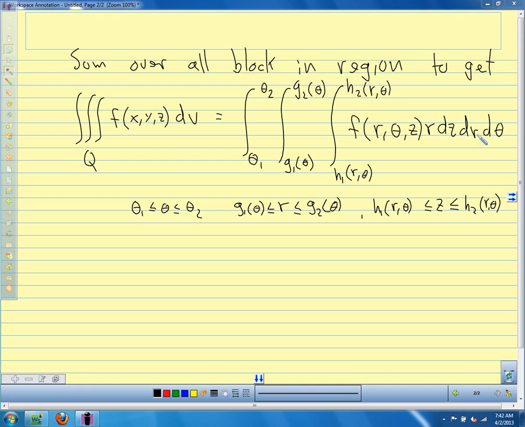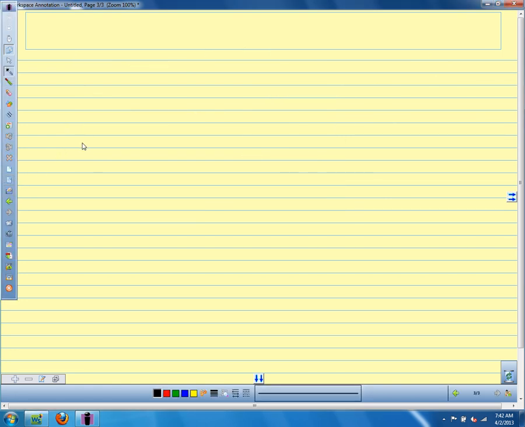So, questions on our setup? All I wanted to do today is just a couple of examples of setting up integrals in cylindrical coordinates, and then let you guys work on some. All right, so let's take a look at a couple of examples.